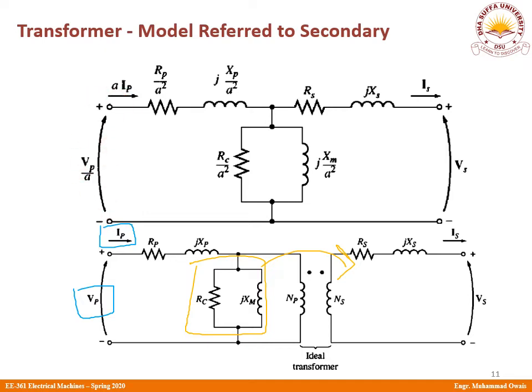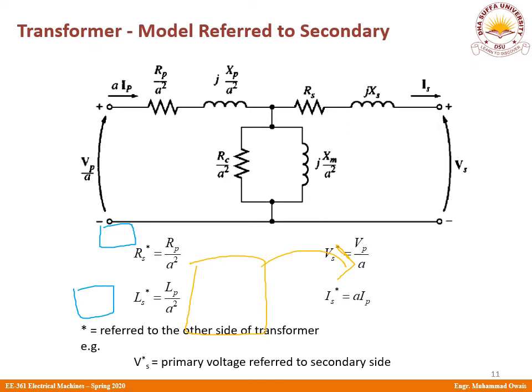So again, continuing with the same practice as we did previously, we can write all these things like this as well. Let me write this out first. Okay, so for instance, Rs* would mean the primary resistance which now has been referred to the secondary side.